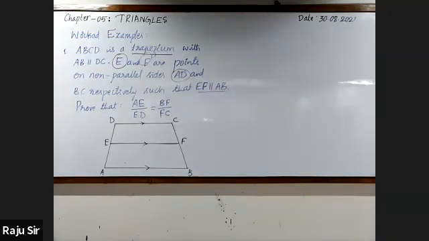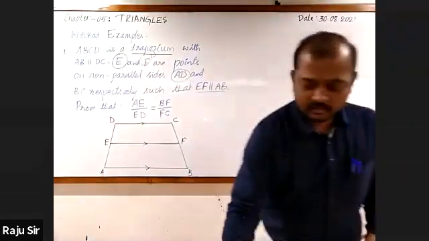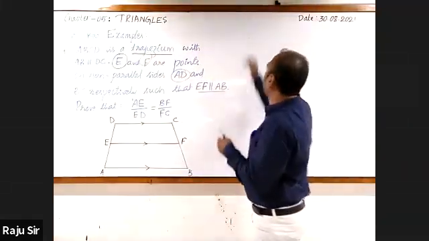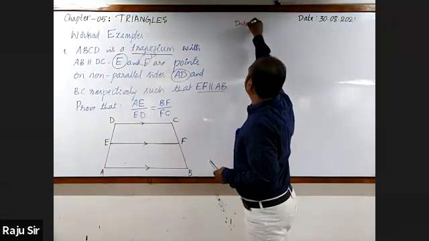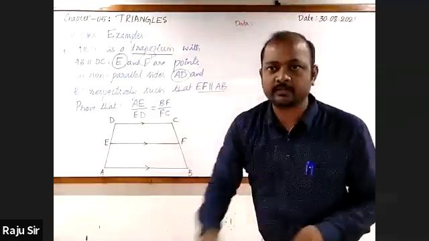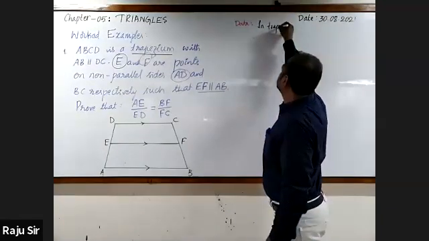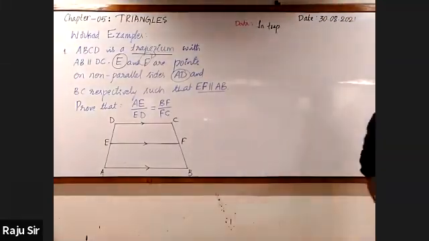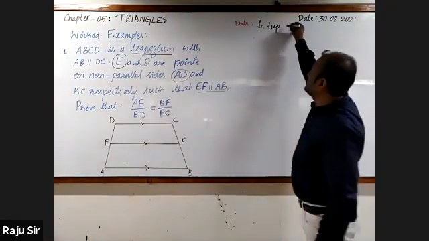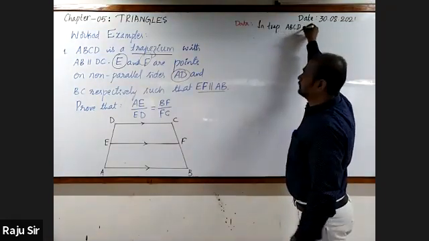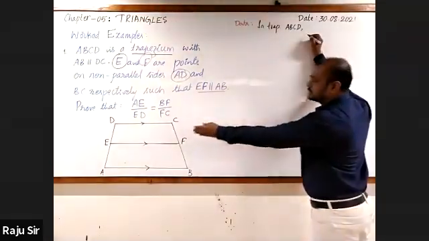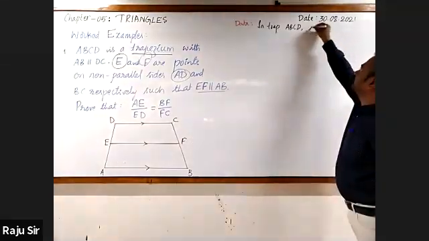Now write the data. It is, in trapezium, just write in short, TRAP. In trapezium ABCD, as they are given, AB is parallel to DC.